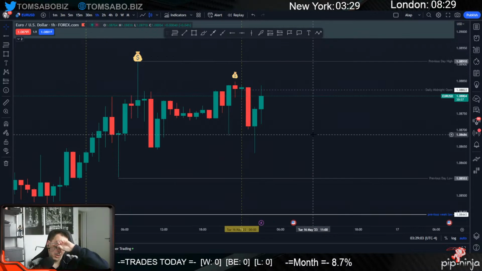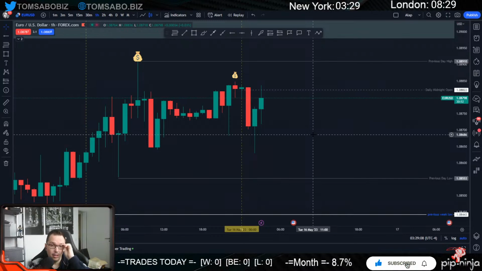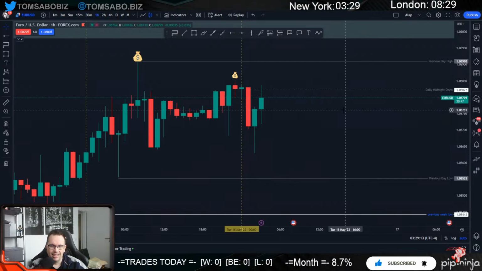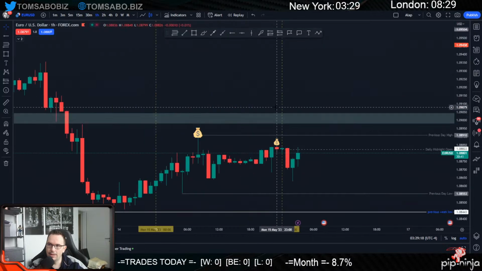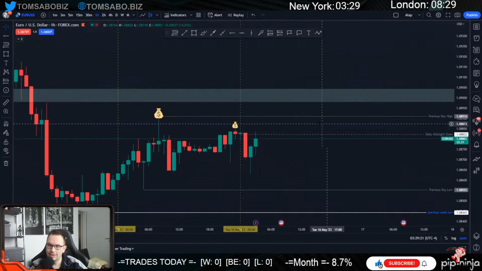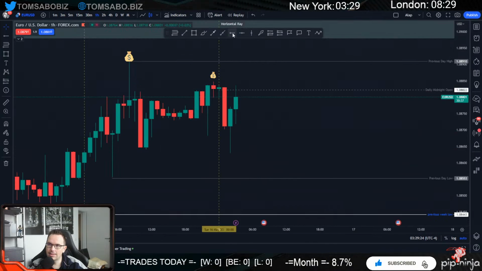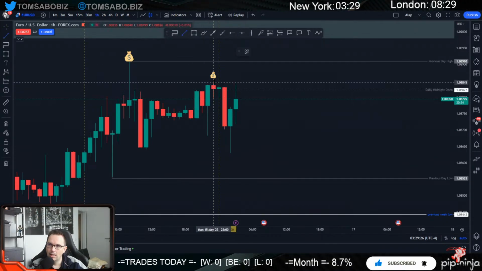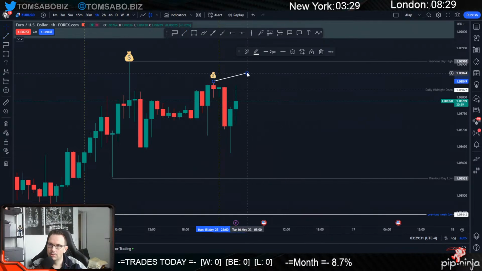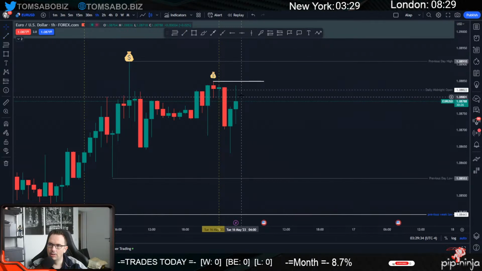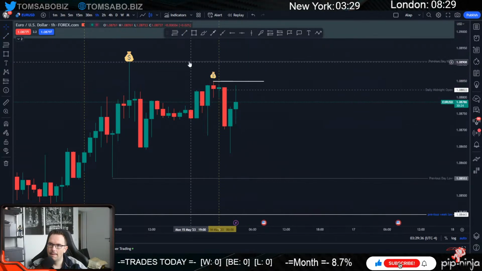So I'm going to be waiting. Do you always wait for a liquidity sweep for any setup? Yeah, I would say yes, at least for a minor liquidity sweep. For example, I would love to go short, but in this case, I'm not going to go short until we break this line or this line up here.